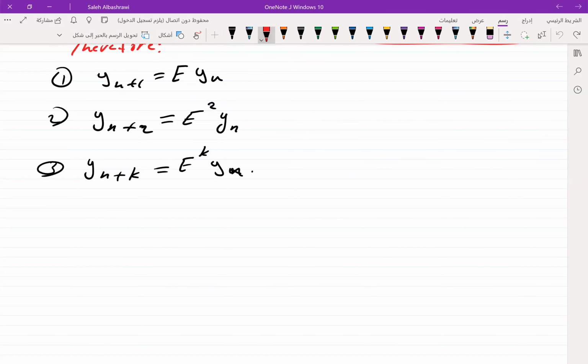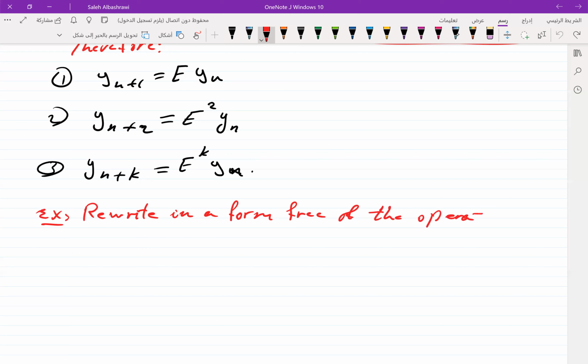Let's have some examples for this shifting operator and the difference operator. Example: let's rewrite in a form free of the operator delta. Number 1.